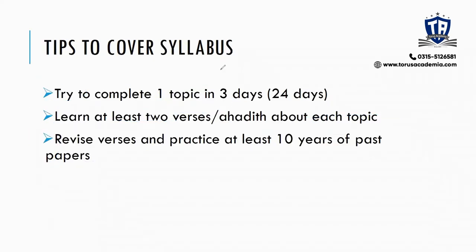So let's see the tips and tricks to cover the syllabus. The tip is to try to complete 1 topic in 3 days. Which means in 24 days, you can easily complete your syllabus. From this strategy, it seems that in just 2 months, you can easily get A star. Learn at least 2 verses or hadith about each topic, revise the verses, and practice at least 10 years of past papers.